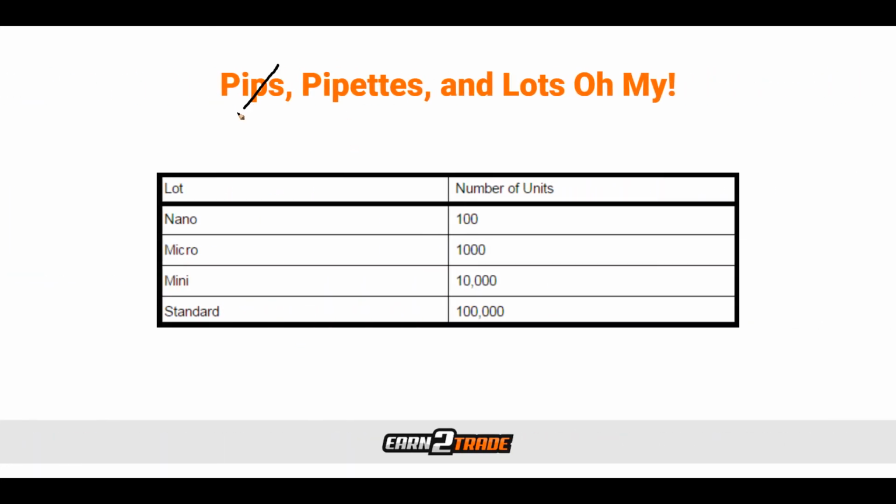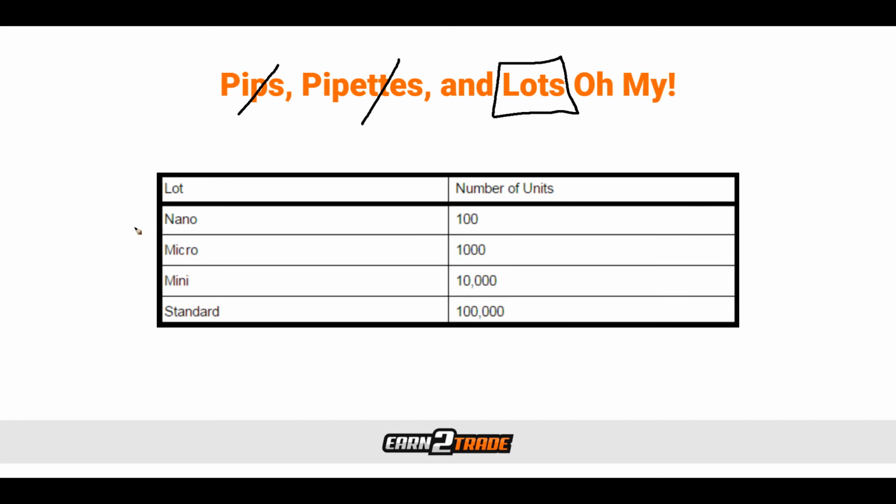We can cross off pips, we can cross off pipettes, but now it's time to talk about what lots are, and that doesn't just simply mean a lot of cookies or a lot of cake. It is a measure of units. A lot refers to the number of currency units we wish to trade. These numbers that we're looking at here are typically fixed. So if you want to enter a trade, you can buy that number of units per trade.